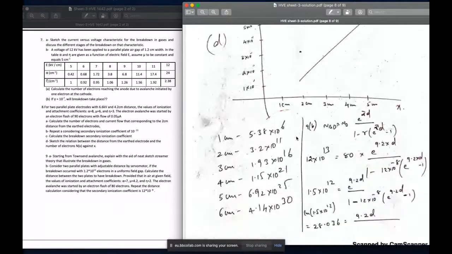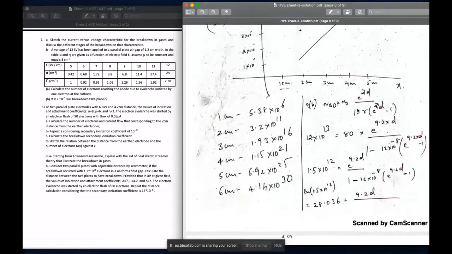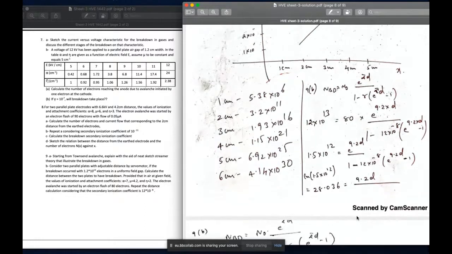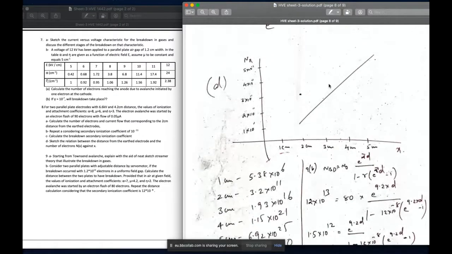Now the fourth one, sketch the relation between the distance from the earthed electrode and the number of electrons. Here we have to calculate NBD for different distances, for 1 centimeter, 2 centimeters, 3 centimeters and so on. I have given one example for this. You can calculate using different distances, 1 centimeter, 2 centimeters. You will get these values and you can sketch the graph.